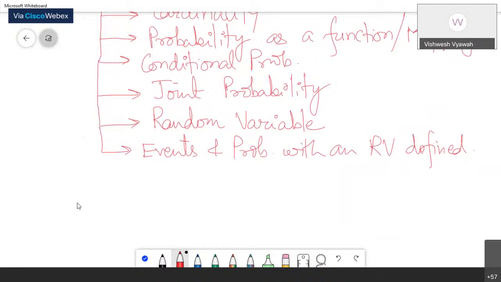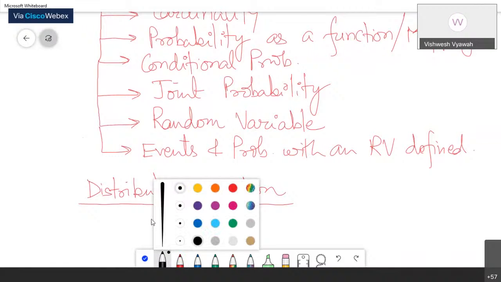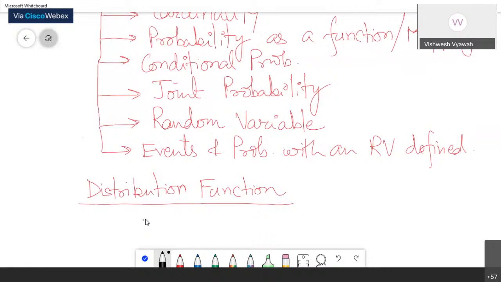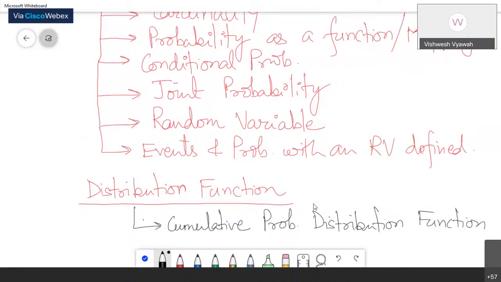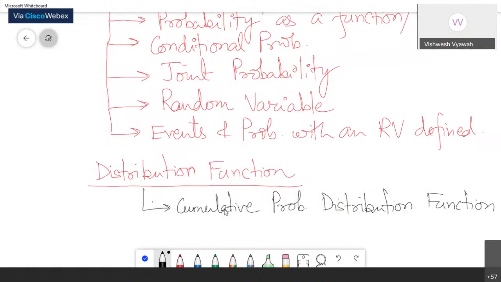The next thing that we are going to talk about is the distribution function. Very important. Now slowly we have started moving ahead into the various indices, if that is the right word, and various properties which will give me information about the data. Its full name is cumulative probability distribution function, but it's more popularly known as distribution function.